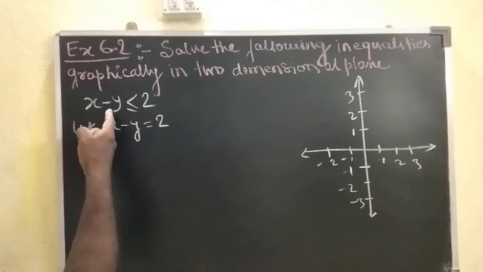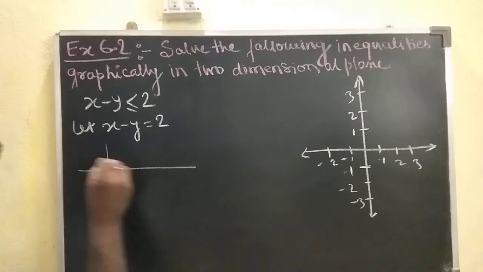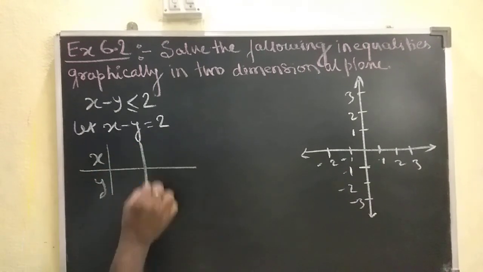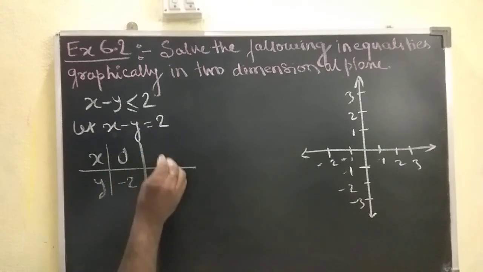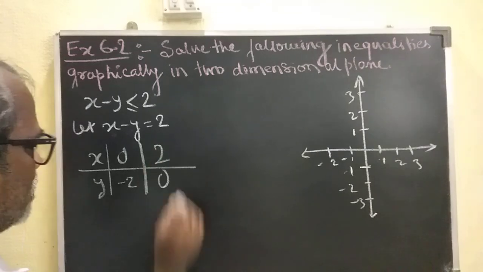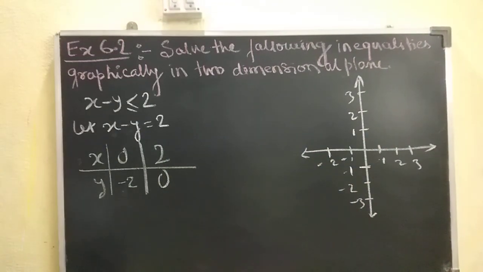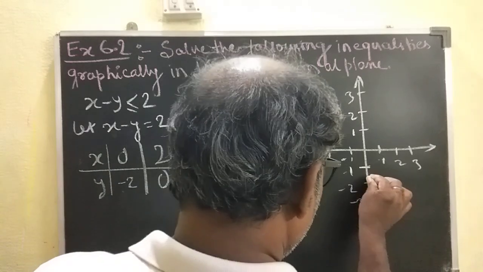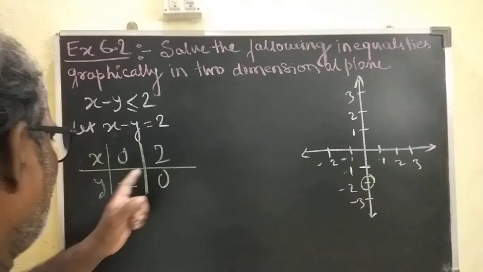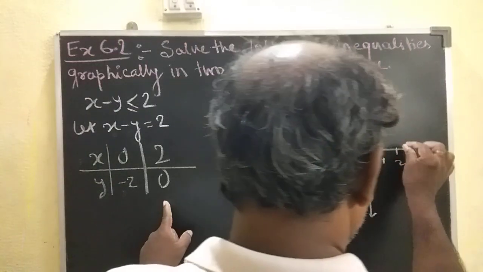Next question is x minus y is less than or equal to 2. Here let us take this, so we will make two points here, x, y. Now x equals to 0, y equals to minus 2, and y equals to 0, we get x equals to 2. So this is the point, when x equals to 0, y equals to minus 2, and when x equals to 2, y equals to 0, so this point.